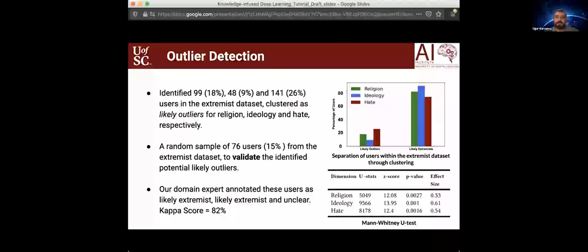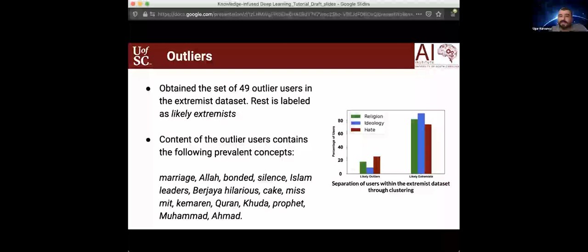So we used a clustering algorithm, and we identified 99, 48, and 141 users in the extremist data set clustered as outliers. Each of them is for a different dimension: religion, ideology, and hate. To validate our results, we randomly sampled 15% of these users and gave them to the domain expert, who was our collaborator in religious extremism. He annotated these users, and the Kappa score was 82%. So we obtained at the end 49 outlier users in the extremist data set. The rest were labeled as likely extremist users.